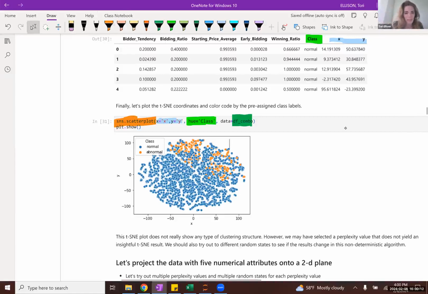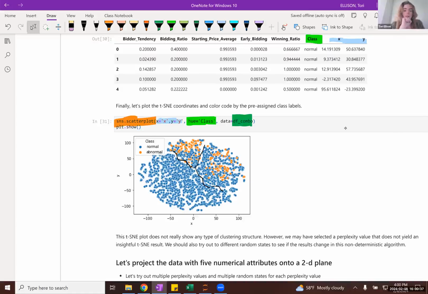So I can see that there's really not a whole lot of separation. Maybe there's a little bit of separation forming here, but it's very difficult to see, at the very least looking at this plot alone, any evidence of a clustering structure. The thing here is that just because we do not see a clustering structure in one such t-SNE plot does not necessarily mean that one does not exist.